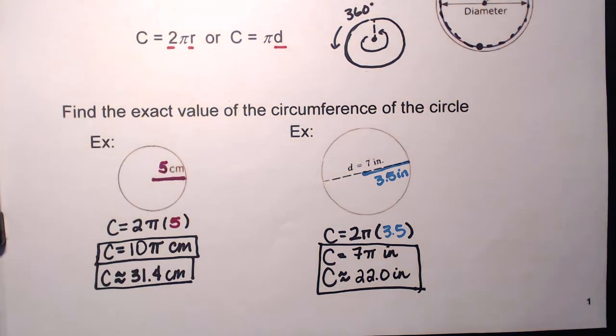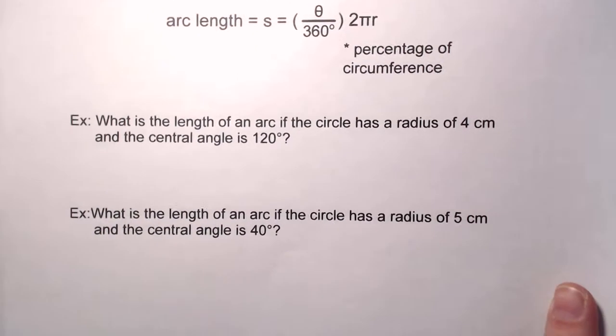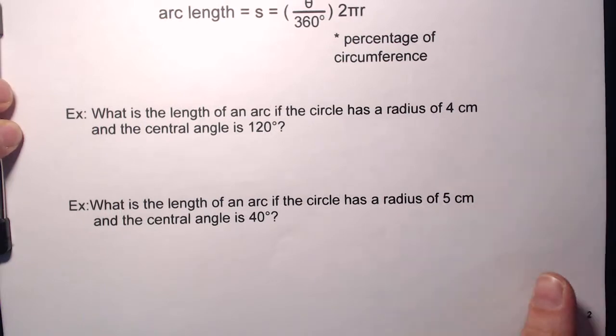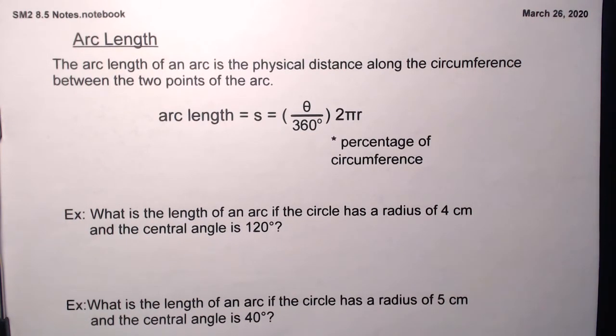Okay, so we're going to expand from that and say, what if I don't want to walk around the entire circle? What if I'm only walking around part of it? So that's where we're talking about arc length. So not the degree measure, not how far have I turned, but how far do I need to walk? So the arc length of an arc is the physical distance along the circumference between 2 points on the arc.